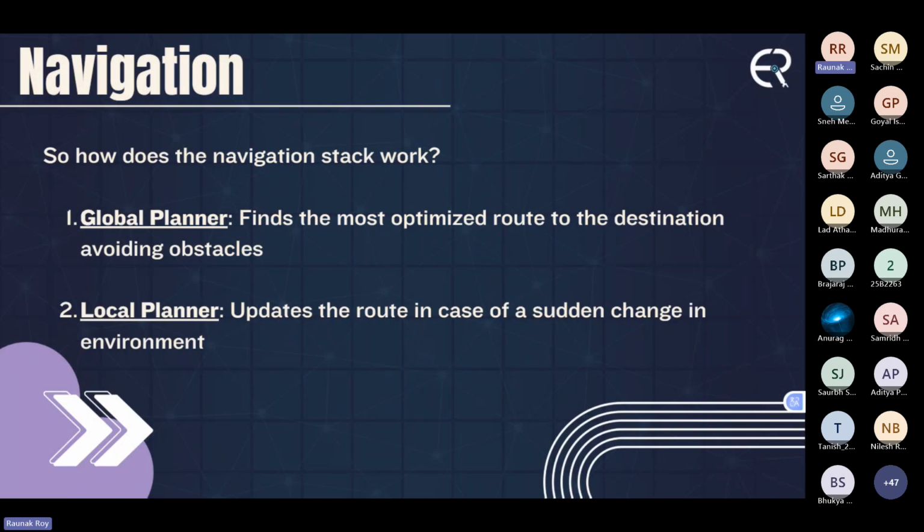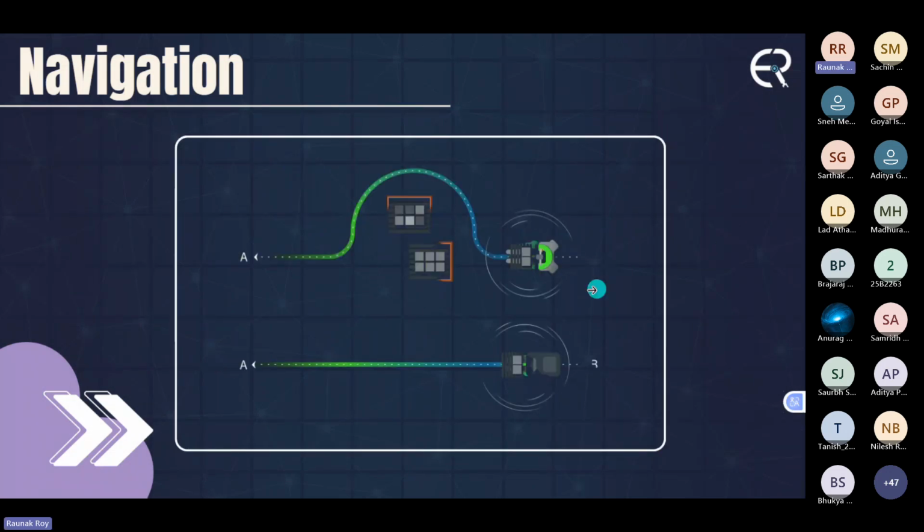And the local planner updates the route in case of a sudden change in the environment. It tries to follow as close to the global path as it can, but makes momentary changes in case of sudden obstacles. As you can see in this diagram, the global planner is at the bottom and has set the most efficient path between A and B. However, some obstacles have come in the way. So the local planner has to make changes to the global path while still trying to follow it.